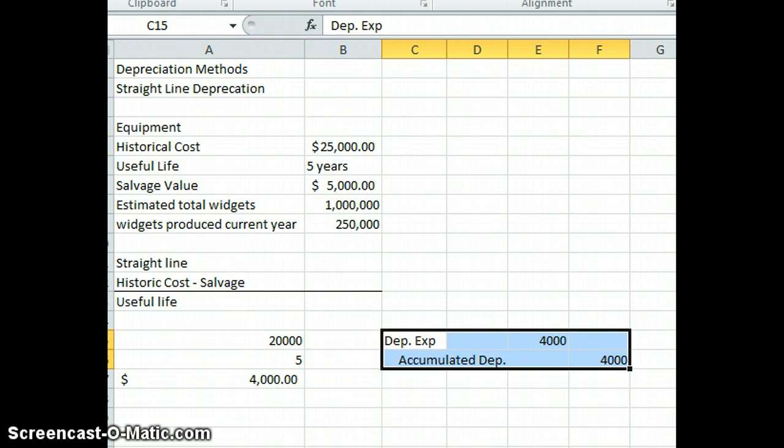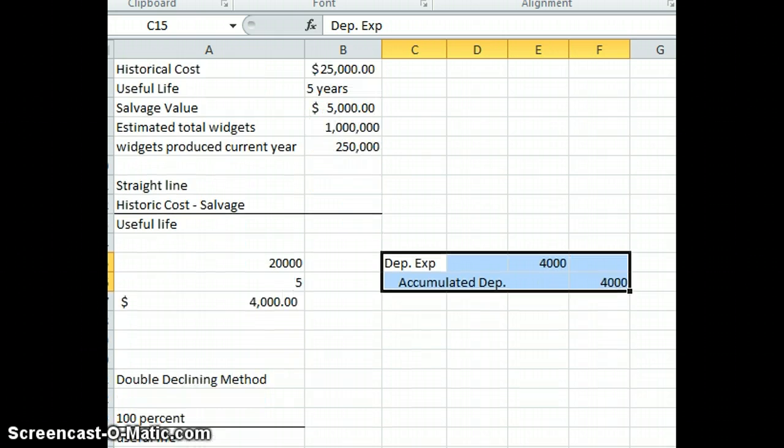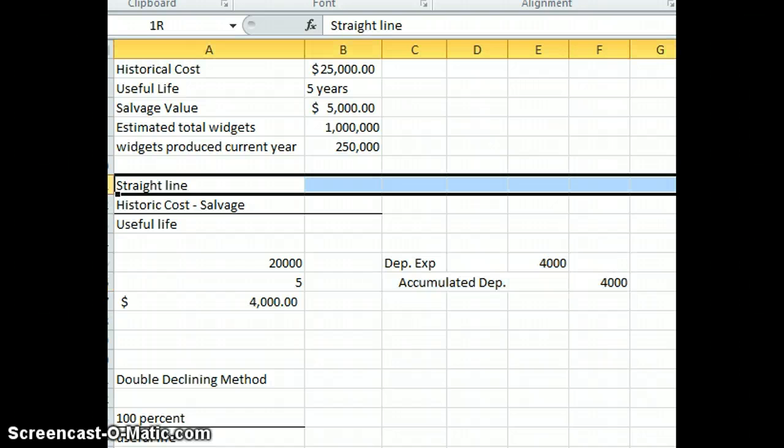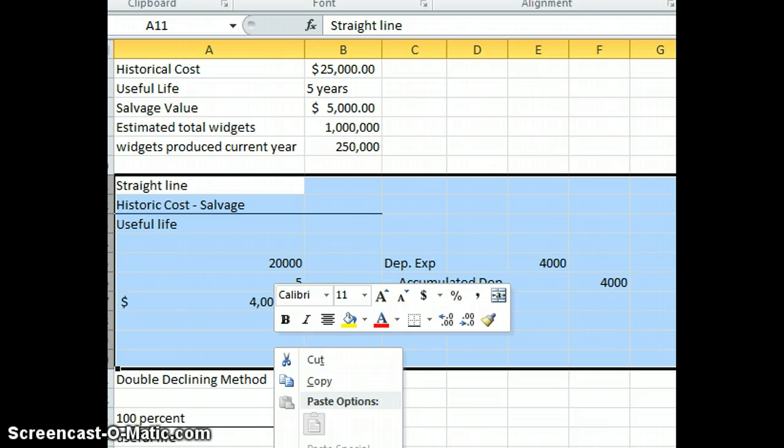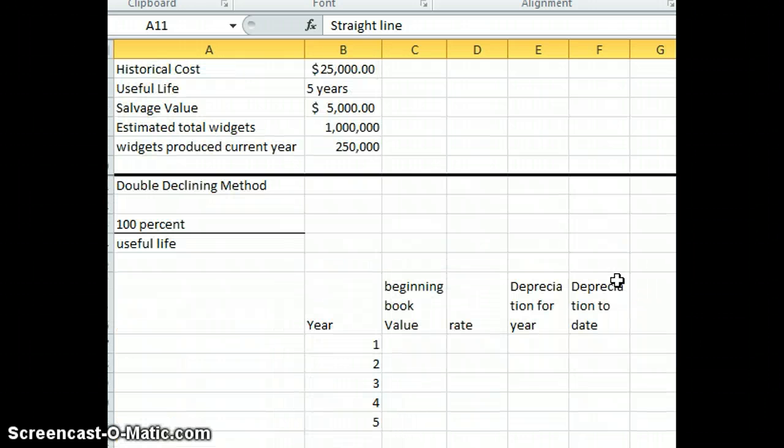What we're going to do is scroll down and look at the same asset, but we're going to use a different method of depreciation. So I'm going to hide all of that so we don't have it on our screen. And we're going to talk about the double declining method.